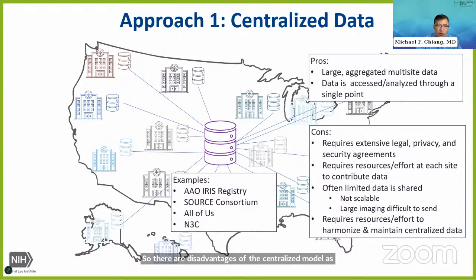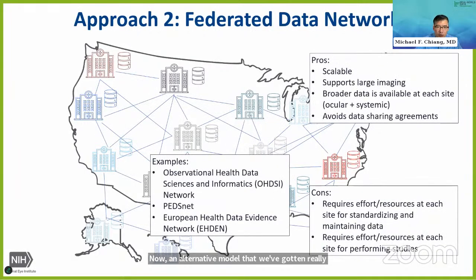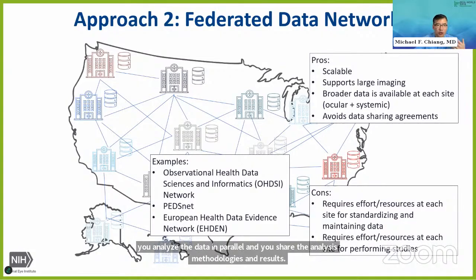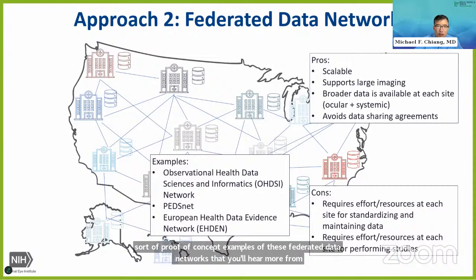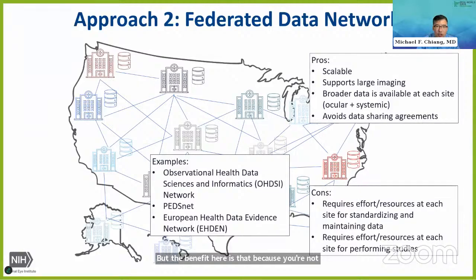Now, an alternative model that we've gotten really interested in over the past couple of years is federated data networks. And I know Michelle Rybar and Cindy Kai are going to talk more about this. And so let me just give a brief overview. Okay, the way these work is that the data do not get sent from site to site, but you analyze the data in parallel and you share the analysis methodologies and results. Okay, and there are a lot of different examples, what I'd call sort of proof of concept examples of these federated data networks that you'll hear more from. But the benefit here is that because you're not sending data from site to site, you don't need these data use agreements, and you can deal with large files and scale this much more easily.